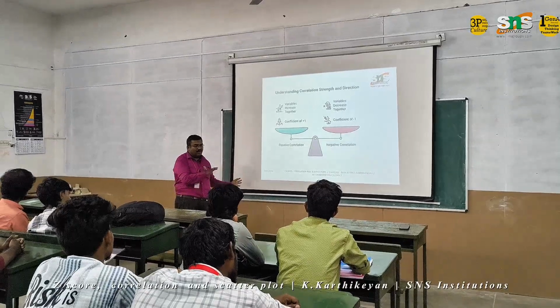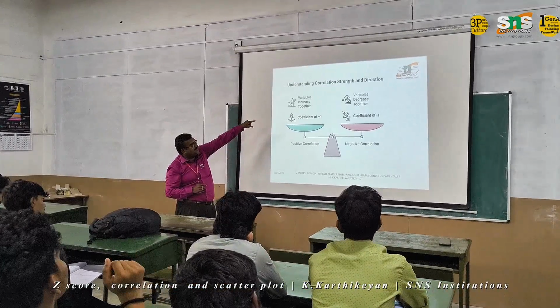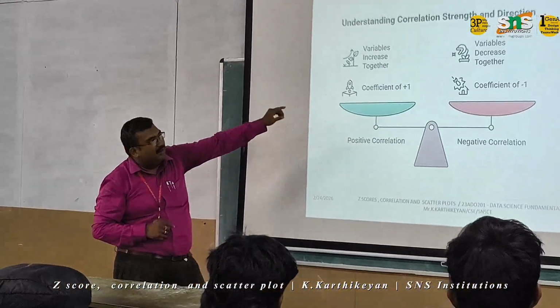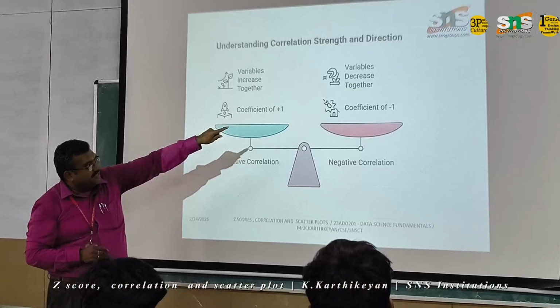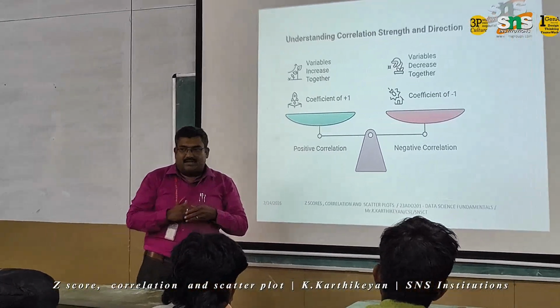We have positive correlation and negative correlation. Positive correlation is when variables increase together, with a coefficient of plus 1. Negative correlation is when variables decrease together, with a coefficient of minus 1. So, one example.